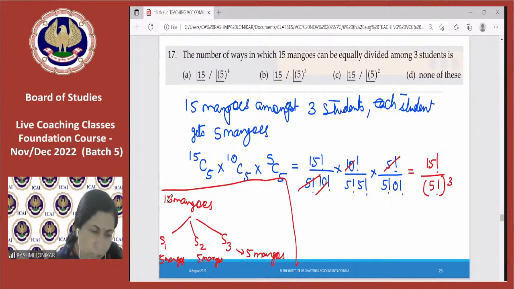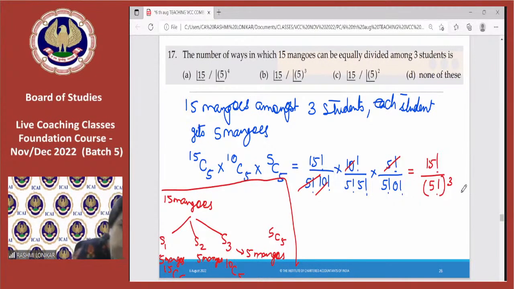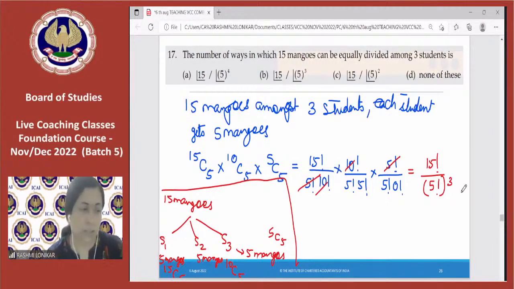Now, out of this 15, I want to give the first student 5 mangoes, I can do that with 15C5. Then how many will remain? 10. So out of the 10, I will give 10C5 here. What will happen over here? I have only 5 mangoes and I have to give all of them to that student. So this is 5C5. So 15C5 into 10C5 into 5C5 is equal to this much. So I hope you've understood here. Right, Latif?